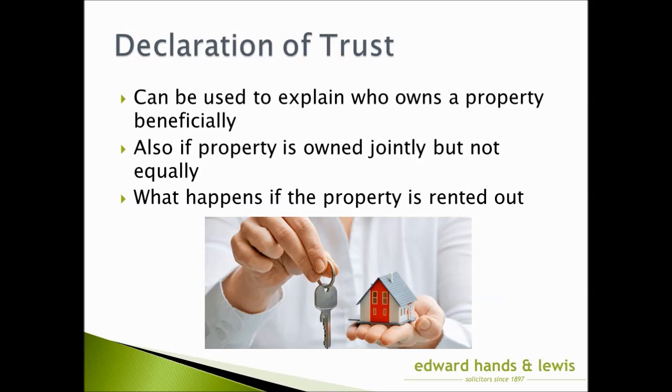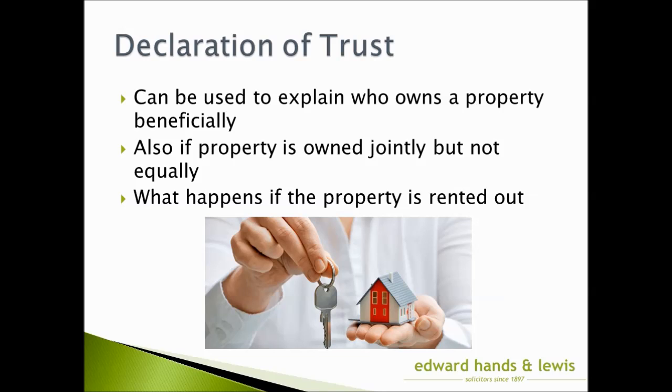Declaration of trust can also be used if a property is owned jointly. You may hear people talking about owning property as joint tenants or tenants in common. If clients own property as tenants in common, they may not actually own the property equally. So it may be that they are expecting one party to receive 25% out when the property is sold and one is expecting 75%. And a declaration of trust can explain what proportions the property is owned in.